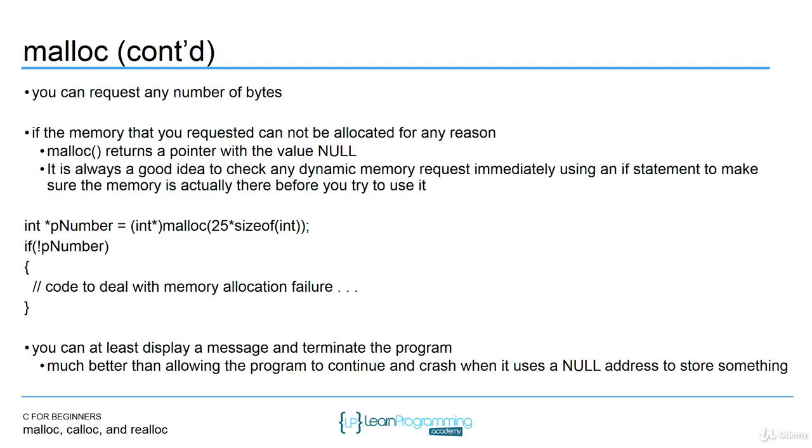You can also, at least when you do this, display a message and terminate the program. It's much better than allowing the program to continue when we're not able to allocate memory. Because then you may continue, you may try to use that memory. It's going to be null, so the program's going to crash anyways, but you're not necessarily going to know why. You'll have to look at the call stack. It will take a lot longer to debug that error.